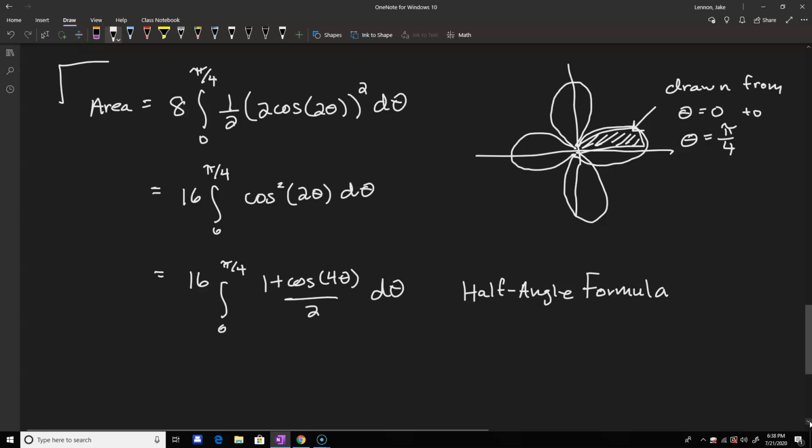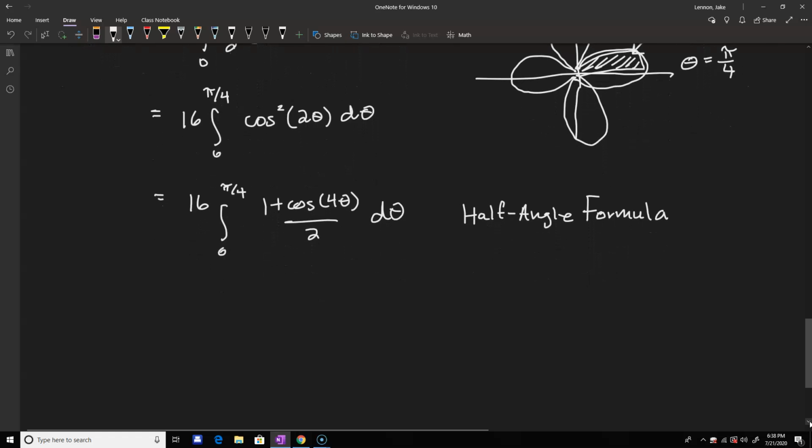And then we take the antiderivative. So we're going to have 1/2 theta times the 16. So that's going to be 8 theta. And then when you do the antiderivative of cosine, it's going to be sine, but you're dividing by another 4. So 16 divided by 8 is going to leave us with 2 sine of 4 theta from 0 to pi over 4.